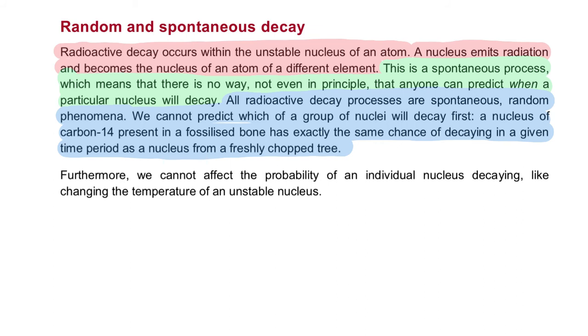You're going to see in the next video lesson, we're going to construct and use mathematical models in order to quantitatively describe the decay of certain substances according to certain radioactive decay processes. But we'll look at that in the next video lesson. Also, what's very important is that we cannot affect the probability of an individual nucleus decaying, like for instance changing the temperature of an unstable nucleus. The probability is dependent on the nature of the substance and the nature of the decay process that the nuclide undergoes.